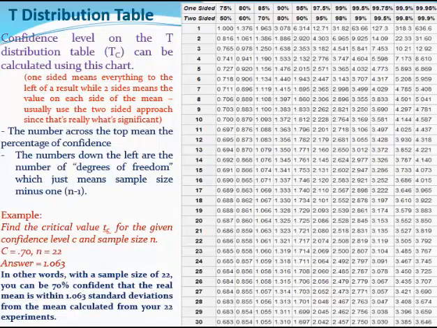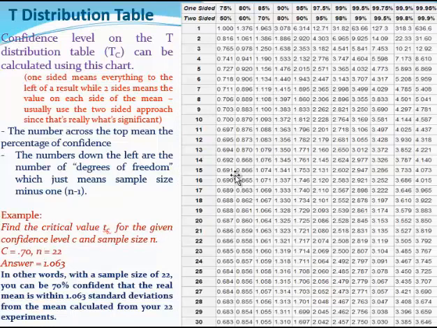Okay, and so you look at what you want in terms of your confidence interval. You then look at your n-1, your degrees of freedom, and you determine how many standard deviations away from the mean you have to be. Let's take an example. Find the critical value TC for the given confidence level C and the sample size n. And we give you C is 0.70 and n is 22.